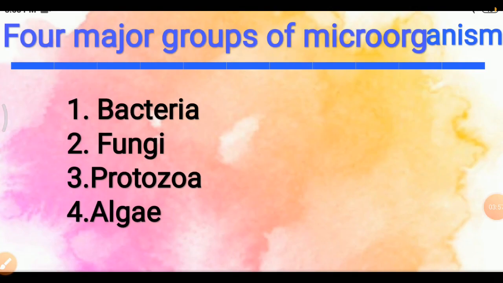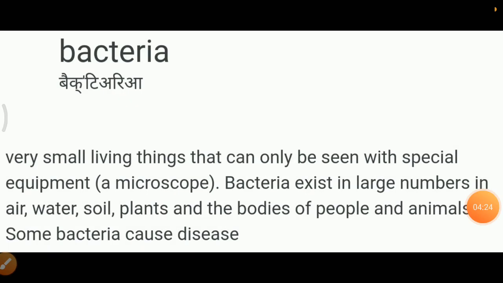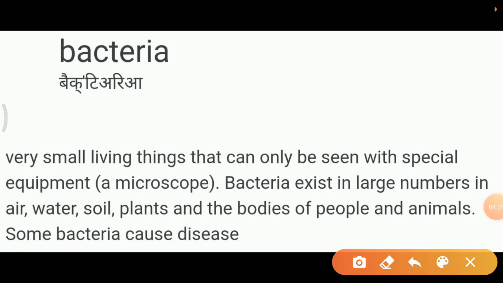Our next topic is the four major groups of microorganisms. Microorganisms are classified into four major groups. These groups are bacteria, fungi, protozoa and algae. Some of these common organisms are found in our environment. Now we will study these groups one by one. So first of all, we will study bacteria.